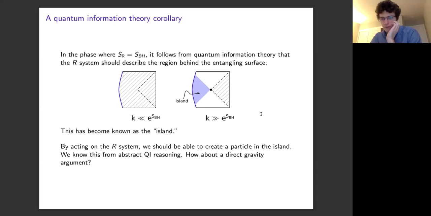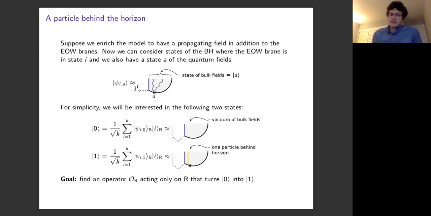Anyhow, the whole point of the discussion that I'm going to have now is that you don't need to know that kind of argument. You don't need to know quantum information theory to learn that this is true. All you need to know is gravity. So in the last part of the talk we're going to try to create a particle behind the horizon by acting on the radiation. And in order to have particles to create, we need to enrich the model slightly. So let's add a propagating field to our model in addition to the end of the world branes.